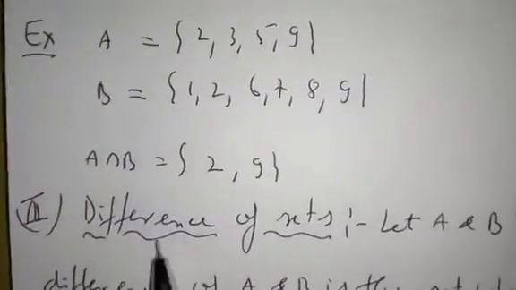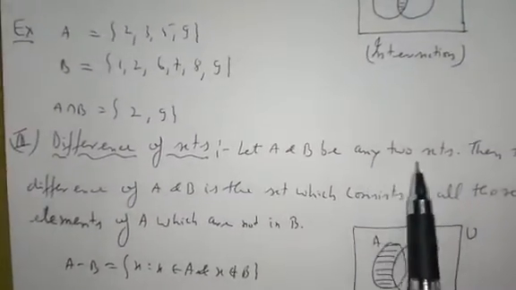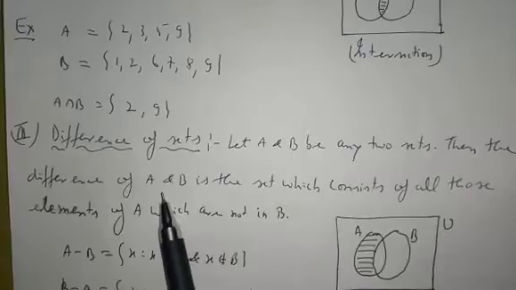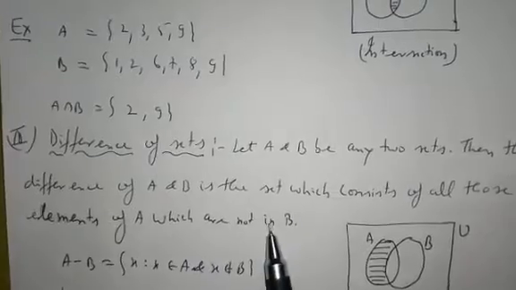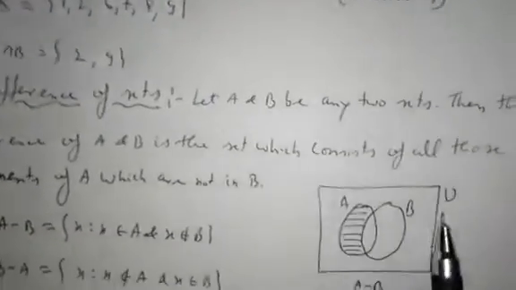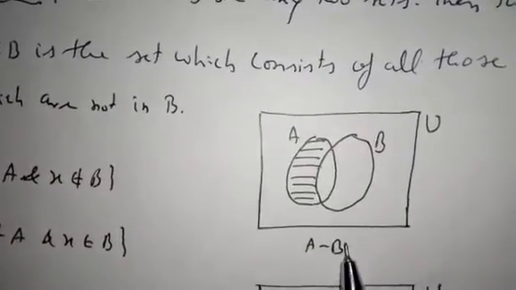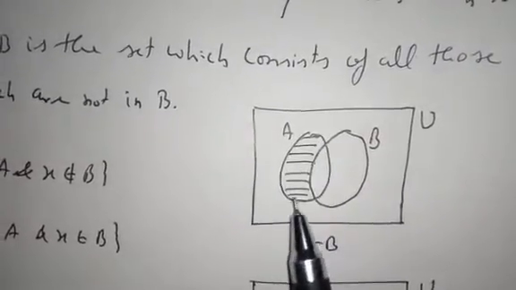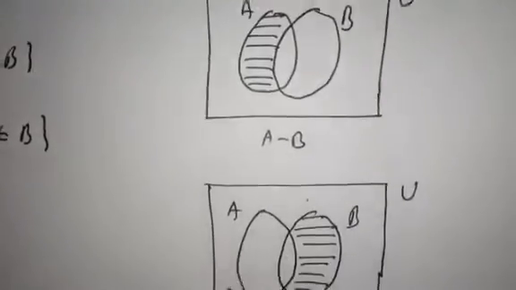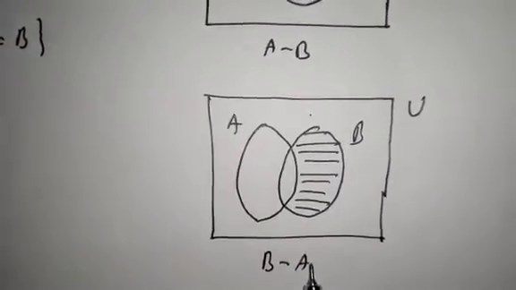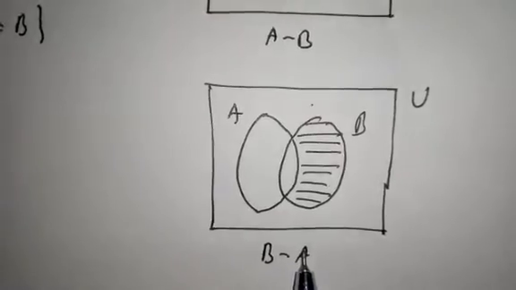Now the next operation is difference of two sets. Let A and B be any two sets. Then the difference of A and B is the set which consists of all those elements of A which are not in B. With the help of the Venn diagram, this is the difference of two sets. A minus B: we take all the elements of A which are uncommon. The shaded part shows A minus B, and in the second Venn diagram, B minus A, we take all the elements of B which are uncommon. This shaded part shows B minus A.